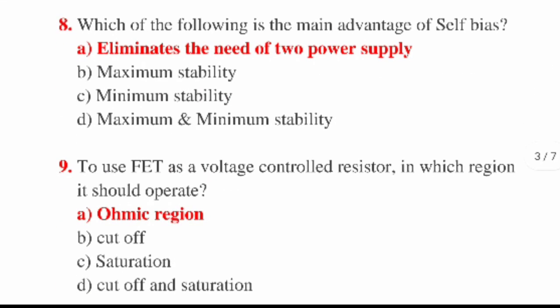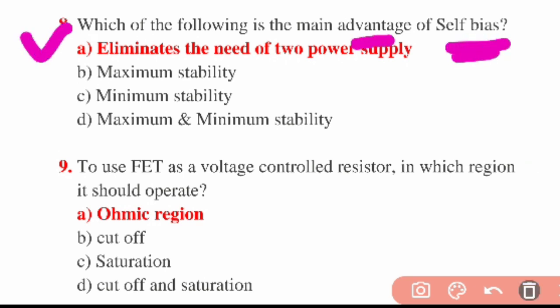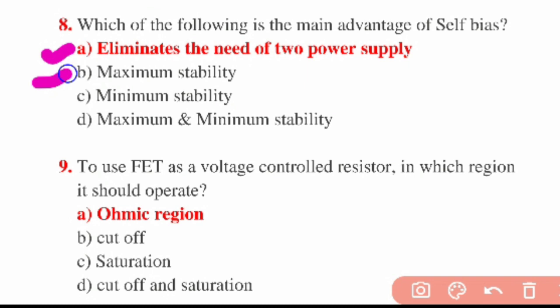Question number 8, which of the following is the main advantage of self bias? Option A eliminates the need of 2 power supply, maximum stability, minimum stability, and maximum and minimum stability. Then the answer is eliminate the need of 2 power supply. This is the main advantage of self bias.